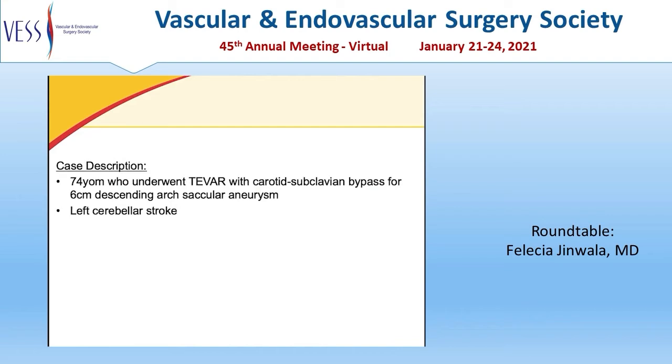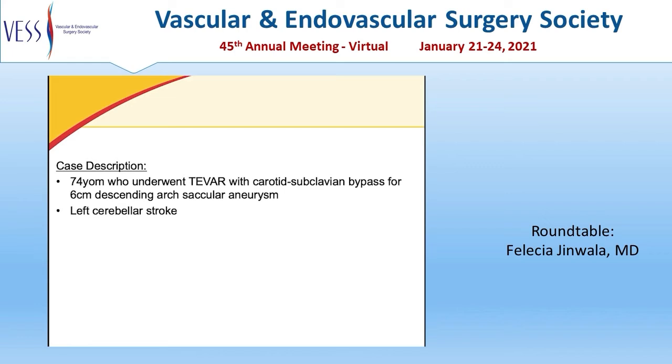In our second case, a 74-year-old gentleman underwent TEVAR with subclavian revascularization for a 6 centimeter descending arch saccular aneurysm. His other history included atrial fibrillation already on anticoagulation and had a previous CABG in which the LIMA and LAD were bypassed. Of note, he also had a current history of smoking.